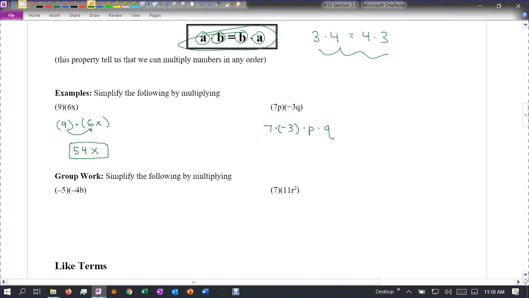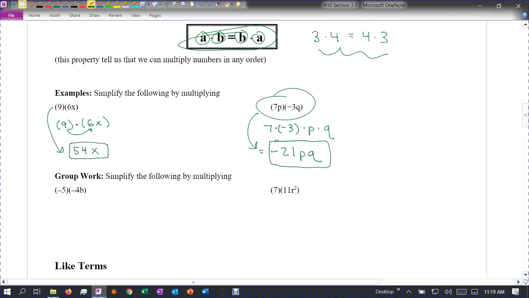So then I can do this 7 times -3 first, and that gives me -21, and then just p times q, and that is my new variable expression. So I've combined these two together to create something a little bit nicer. That's what we did here also.